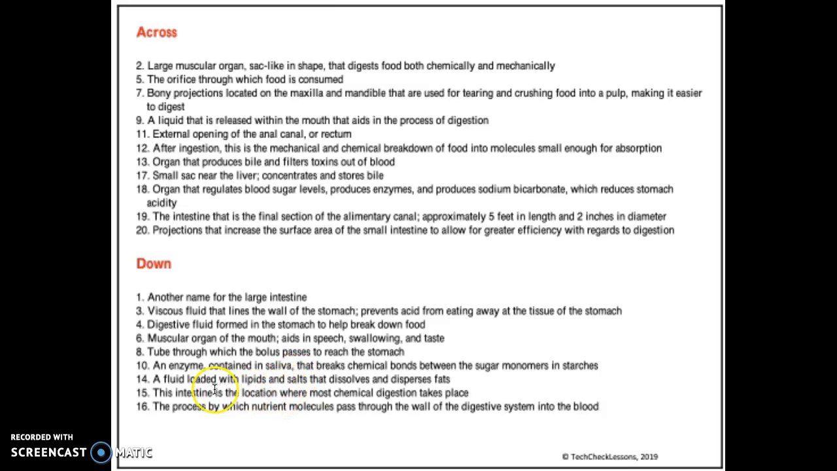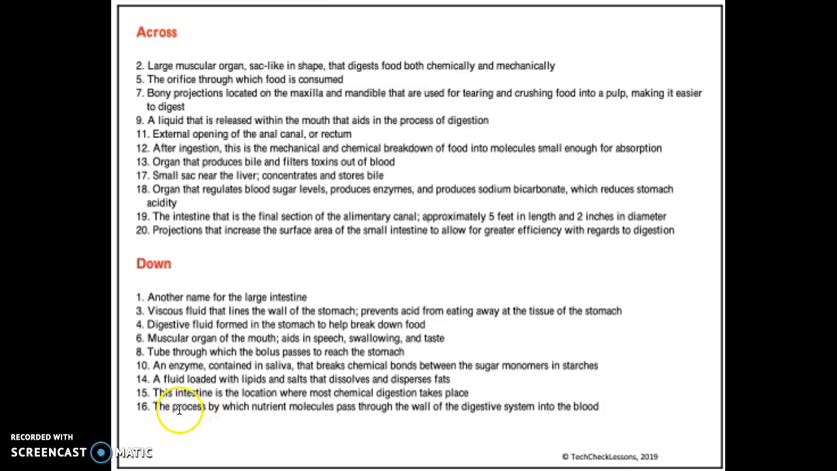Next question. The intestine is the location where most chemical digestion takes place. Most chemical digestion actually takes place within the small intestine. And then towards the end, it only just passes to the large intestine to be excreted out. So the most amount of chemical digestion takes place within the small intestine compared to the large intestine.